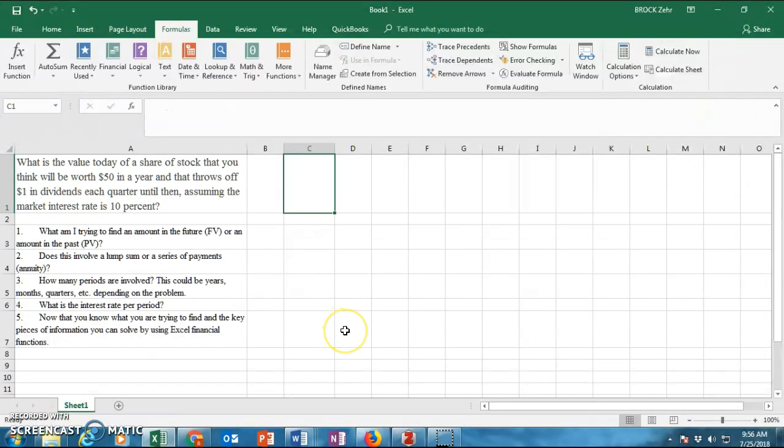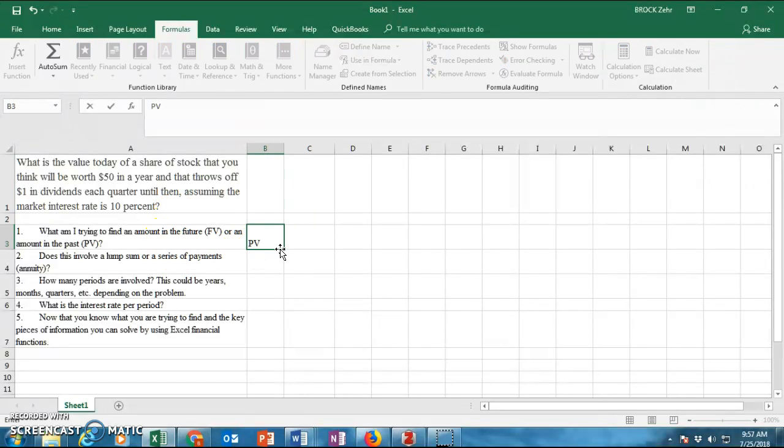Let's do another one. This is a little trickier. What is the value today of a share of stock that you think will be worth $50 in a year that throws off $1 in dividends each quarter until then, assuming the market interest rate is 10%? What am I trying to find? I'm trying to find what a stock that I think will be worth $50 in the future is worth today. So I am solving for present value.